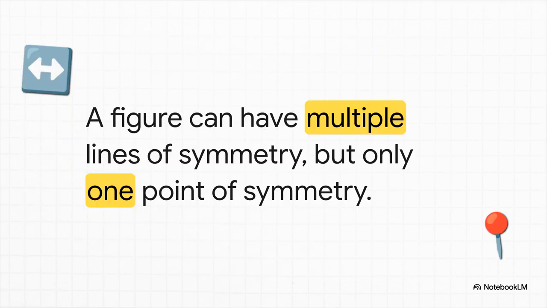So here's a super important difference to remember. While our rectangle had two different lines of symmetry, it only has one single point of symmetry. This is a crucial rule. If a figure has point symmetry, that point is totally unique. There's only one center of rotation.